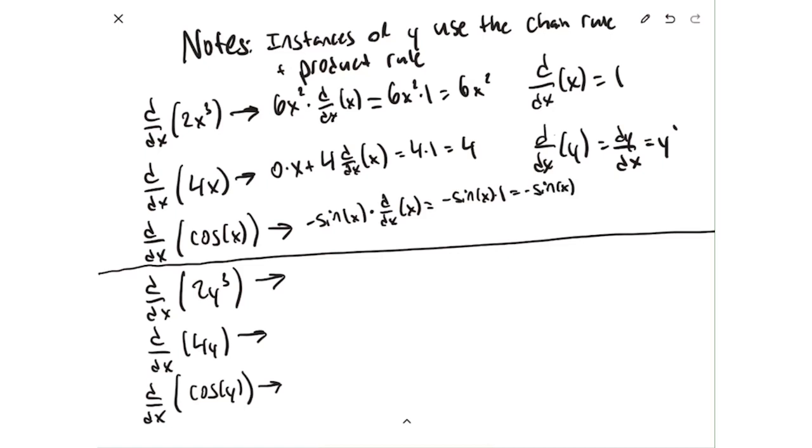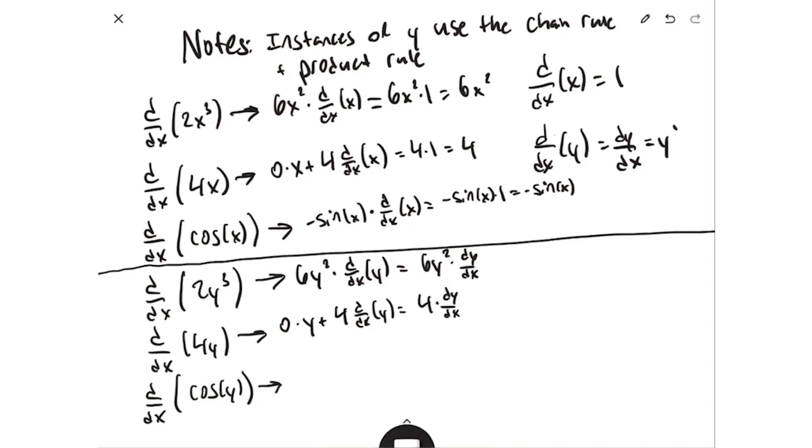Now let's look at when we're differentiating a function of y with respect to x, following the same process. So we're going to use the chain rule here, giving us 6y squared times the derivative of the inside, which is just dy/dx, giving us 6y squared times dy/dx. Our second example will use the product rule: the derivative of 4 is 0 times y, plus 4 times the derivative of y, which is d/dx of y, equal to 4 times dy/dx.